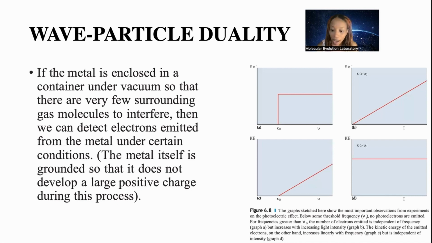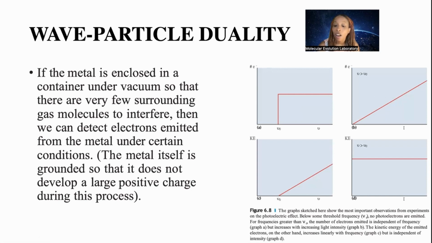On this graph, it's a sketch that shows most observations from experiments on the photoelectric effect. Here you have a threshold frequency below which no photoelectrons are emitted. For frequencies greater than V0, the number of electrons emitted is independent of frequency, shown here, but it increases with increase in light intensity, as you can see here.